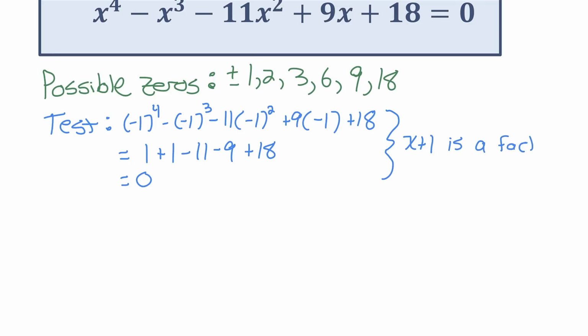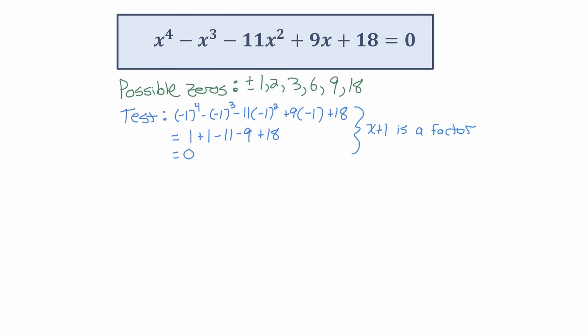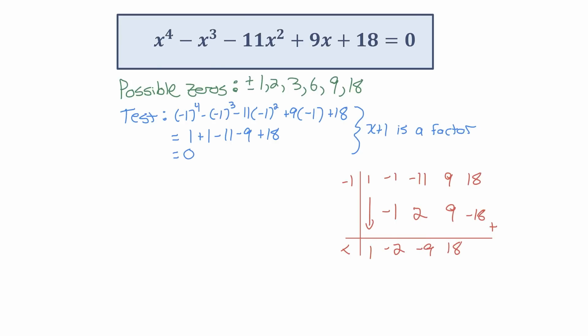of the polynomial. So what I'm going to do is divide that polynomial by x plus 1, and I'll do that by synthetic division. The 0 of the divisor is negative 1. The coefficients of the polynomial are 1, negative 1, negative 11, 9, and 18. If I run the synthetic division, bring down the 1, multiply by negative 1, add in that column, multiply by negative 1, add, multiply by negative 1, add, multiply by negative 1, and I get a remainder of 0, and the rest of the numbers are the coefficients of each term in my quotient.